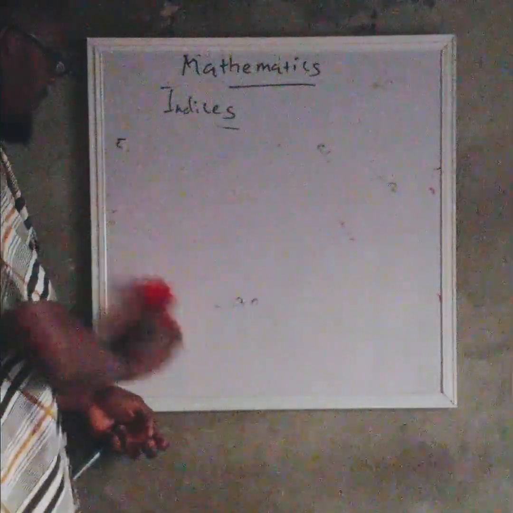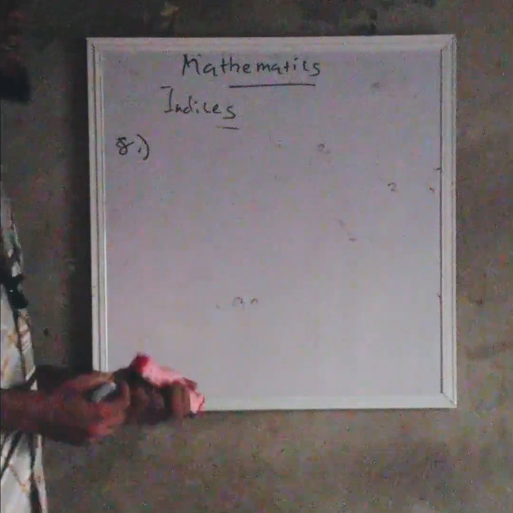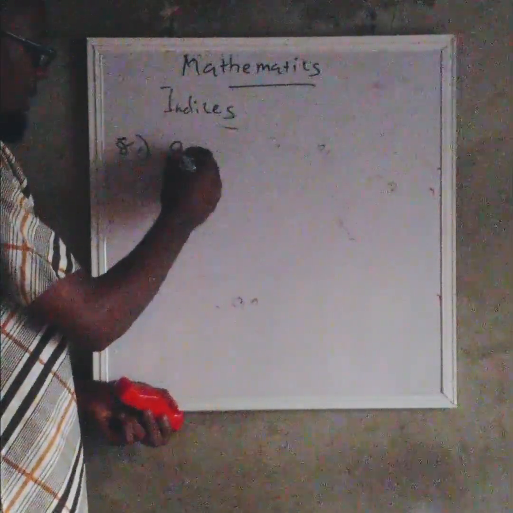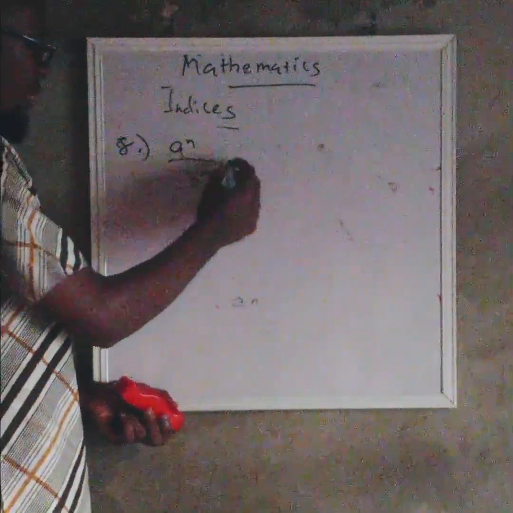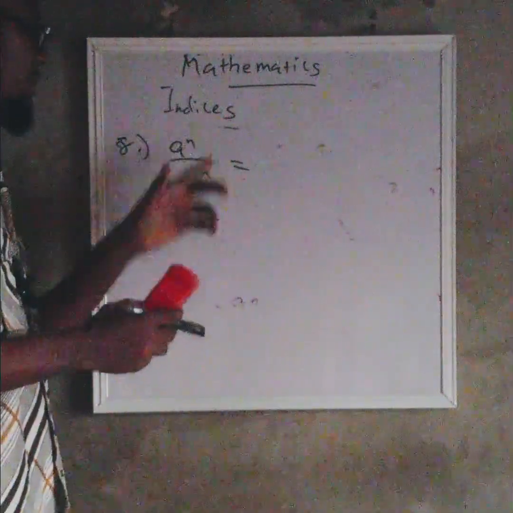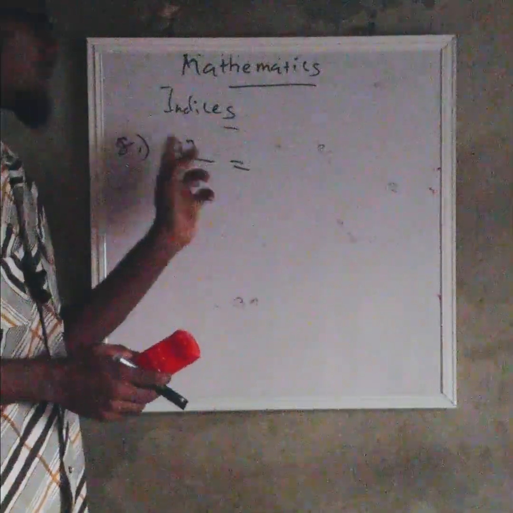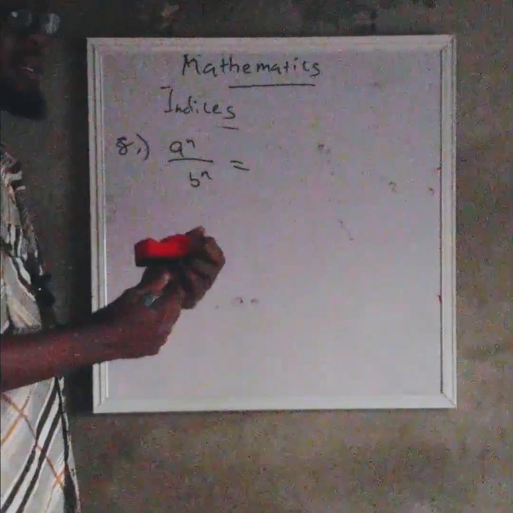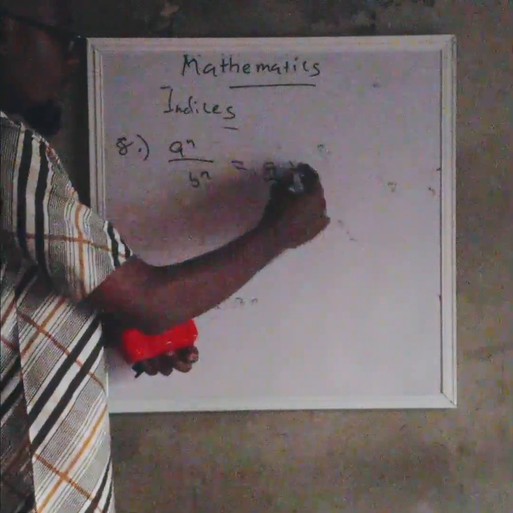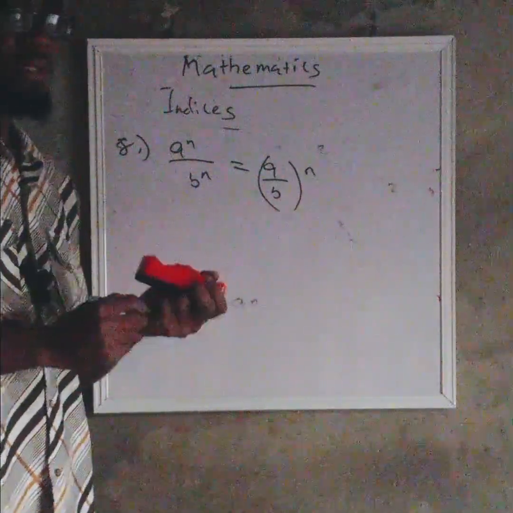Now we can go further to say that we also have this rule number 8: a to the power of n all over b to the power of n. Remember that in our last law we said that a all over b to the power of n can be shared. Now if it is shared, it can be collected as one power. So we can say a all over b, all to the power of n. Just the inverse of the former rule that we discussed.